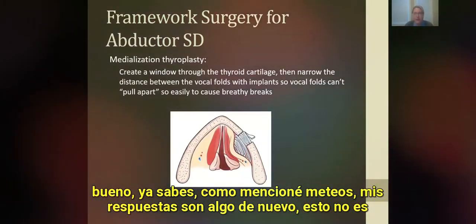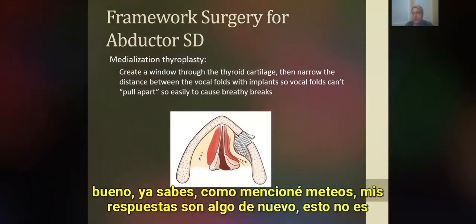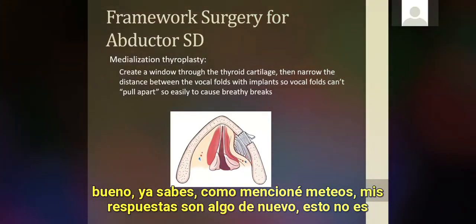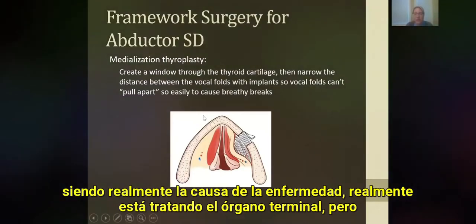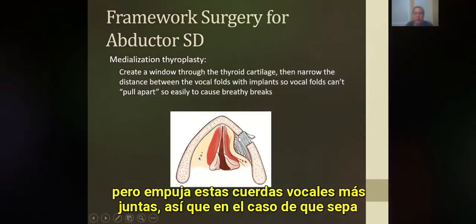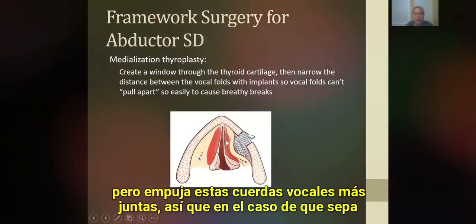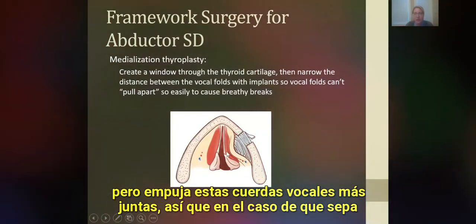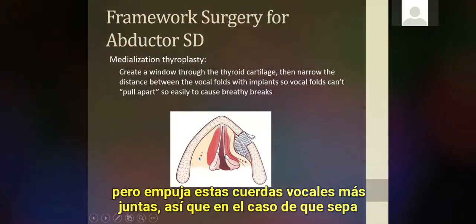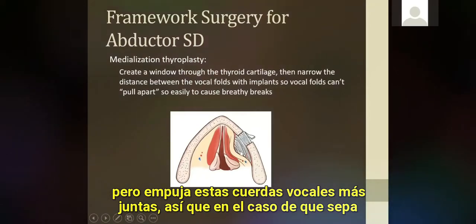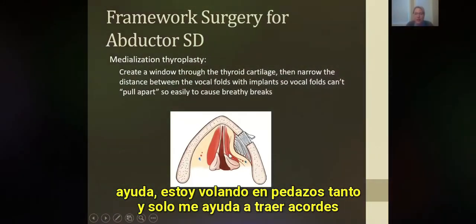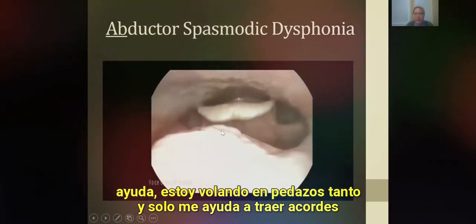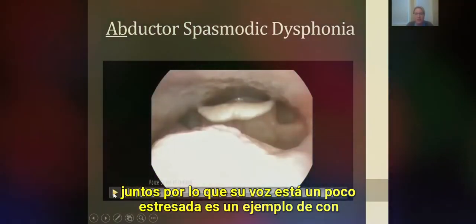As I mentioned, medialization thyroplasty is something to consider for adductor spasmodic dysphonia. Again, this isn't really treating the cause of the disease, it's really treating the end organ. But it does push these vocal cords closer together. So in the case of adductor, it helps prevent them from flying apart quite as much, and it just helps bring the cords together so their voice is a little stronger.